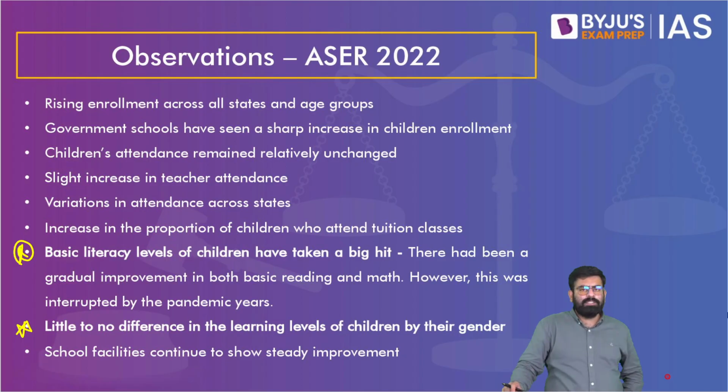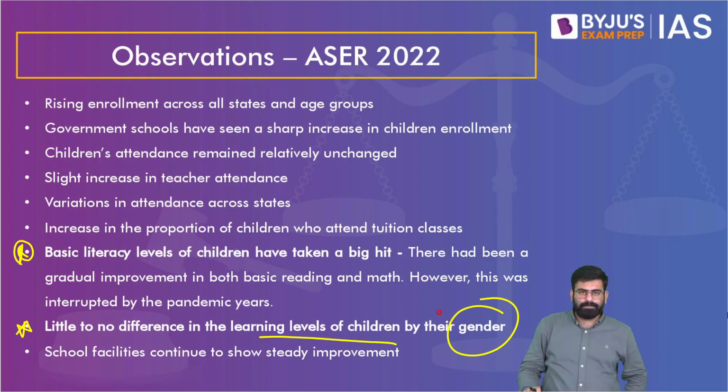Then you find another important thing, someone, I forgot the name, had highlighted that there is gender disparity. Right? But if you look at the report, they find that there is no difference in levels of learning in children by their gender. Right? So that means an equal number of girls are also enrolling in schools. You don't have to remember all the observations; once you go through them once, you will remember these.